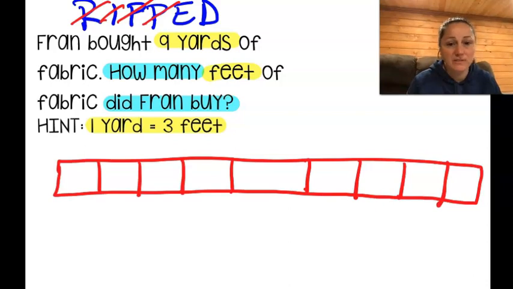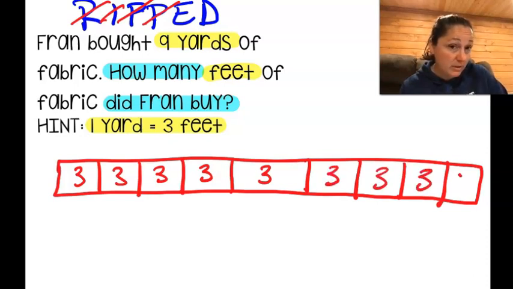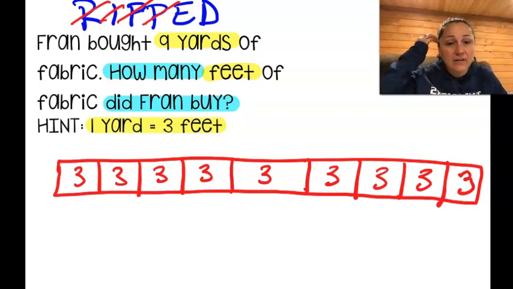Now, is mine perfect? Look at my centerpiece. He's a little fat, but that's okay. As long as you have the idea, there are 9 pieces. And each piece has 3 feet in there. So 3, 3, 3, 3, 3, 3, 3, 3, and what? 3. You knew it. So we have 9 yards and 3 feet in each.